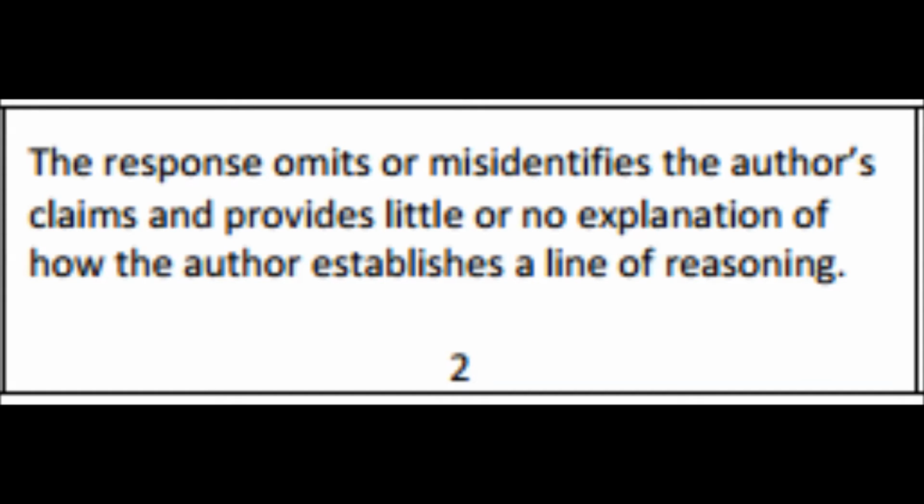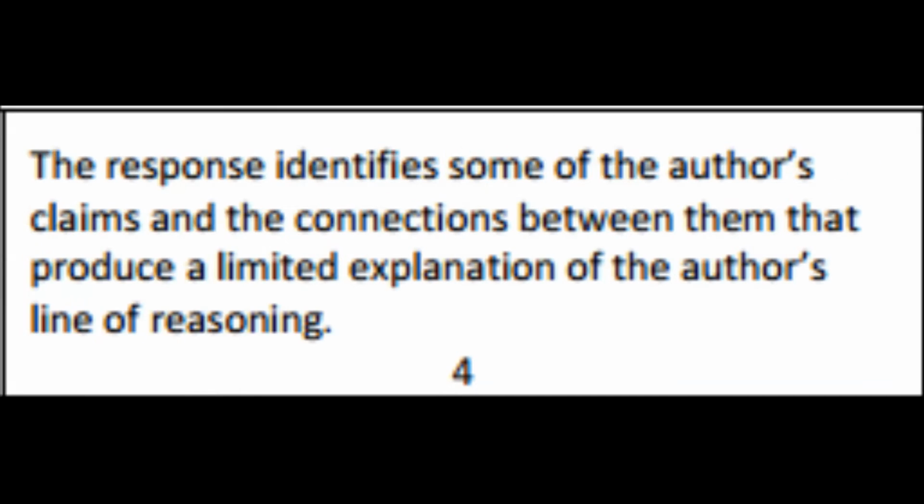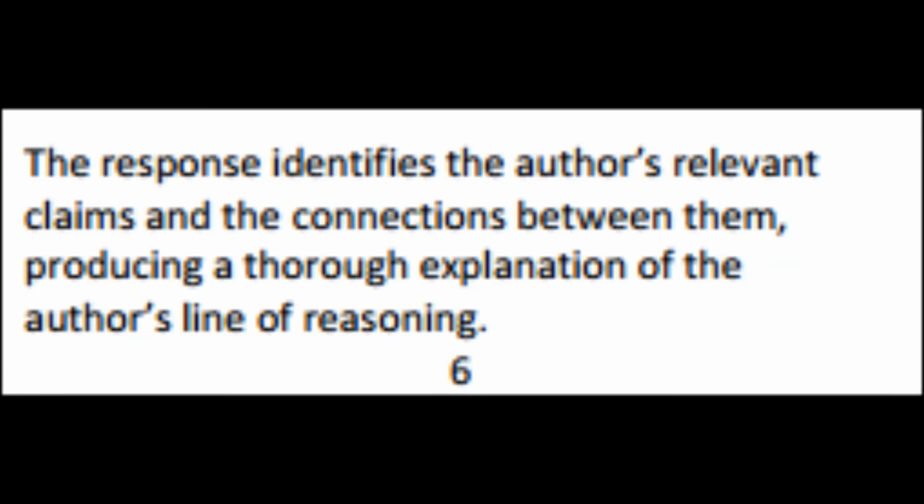The lowest amount of points you can receive for this section is identified by the response omitting or misidentifying the author's claims and providing little or no explanation of how the author establishes a line of reasoning. You can receive 4 points by identifying some of the author's claims and connections between them that produce a limited explanation of the author's line of reasoning. However, the highest amount of points focuses on the author's relevant claims and the connections between them, and by producing a thorough explanation of the author's line of reasoning.